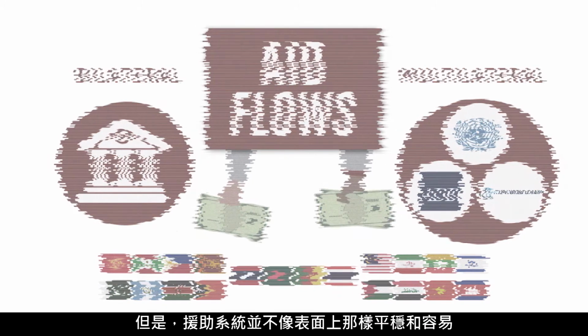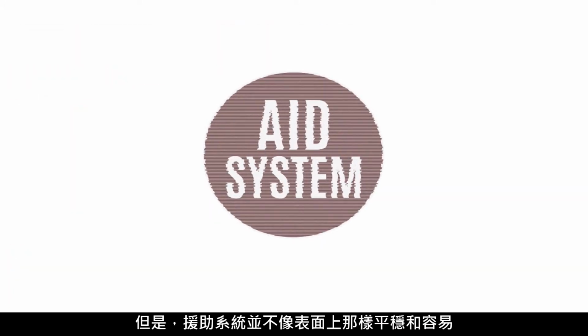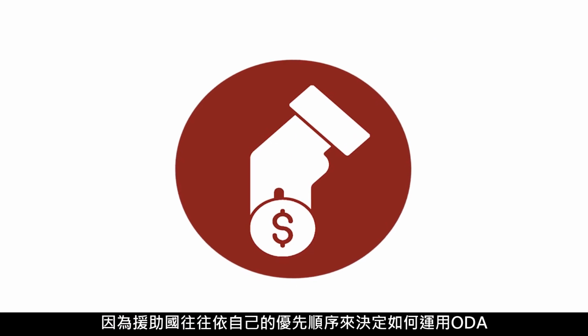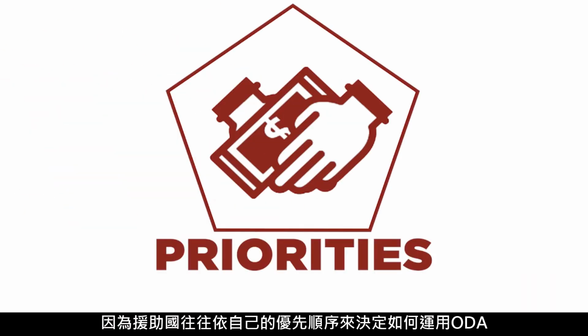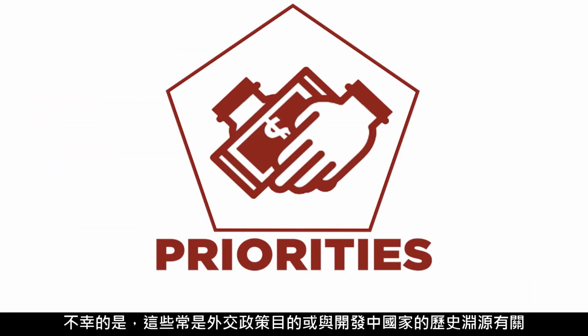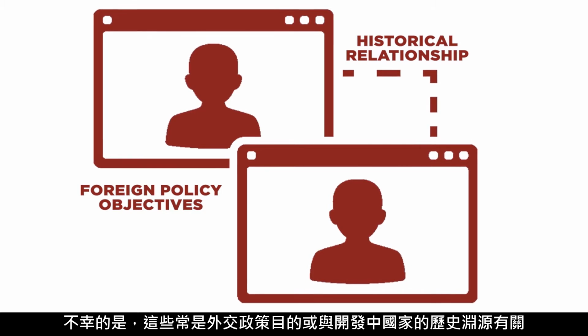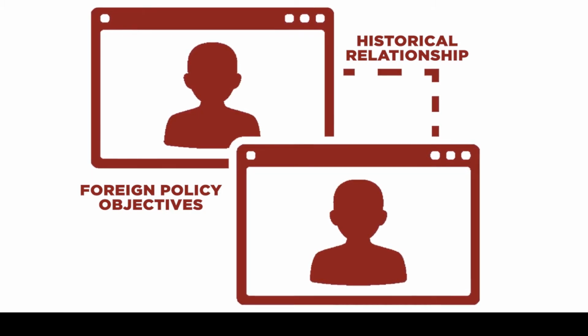But the aid system is not as smooth and easy as it seems. The truth is, the aid architecture is quite fragmented and complicated because donors get to decide how to use their ODA depending on their priorities. Unfortunately, these are often driven by their foreign policy objectives or their historical relationship with developing countries.